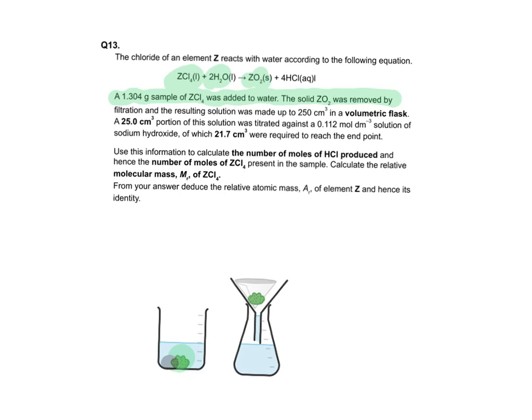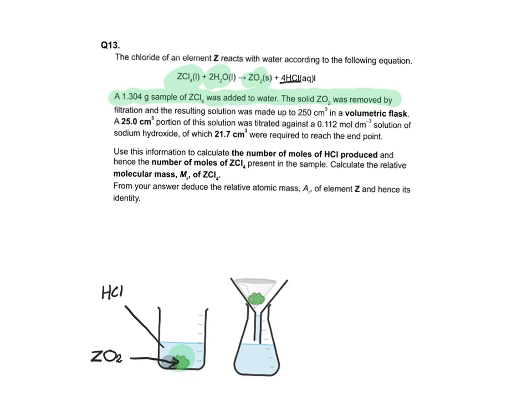So label that your ZO2. This is the solid which has got the unknown element Z in it and oxygen. So ZO2 solid in the beaker. What is the liquid that's surrounding that ZO2? It's hydrochloric acid. So let's label that as our HCl that's being produced as a result of the chemical reaction.